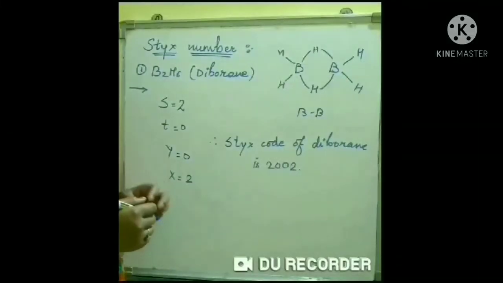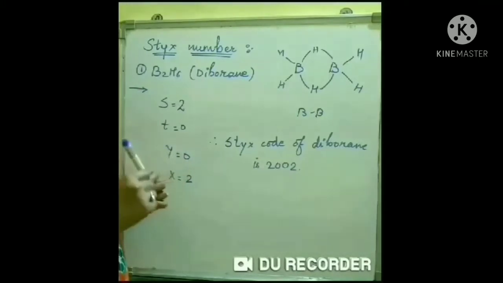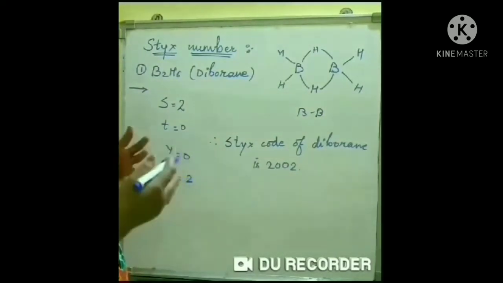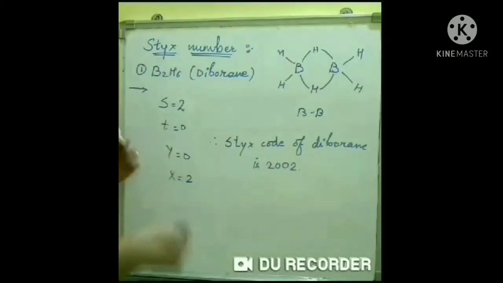Questions are asked for 4 marks. There you have to show how you have calculated the styx code. In that place, you have to use another formula, another way to find out the styx code. Let's study.